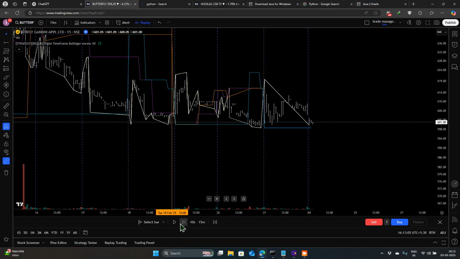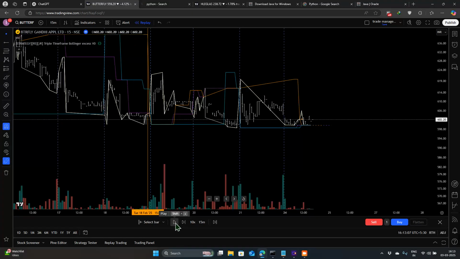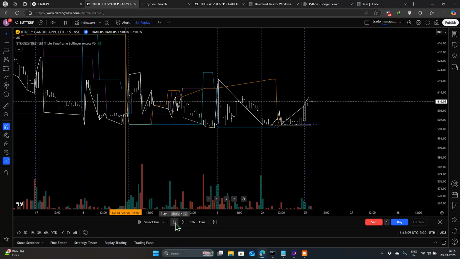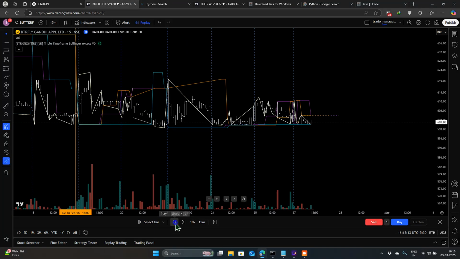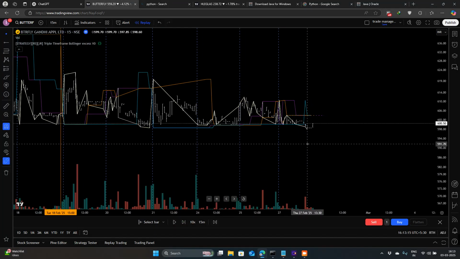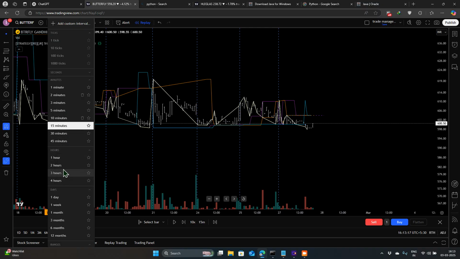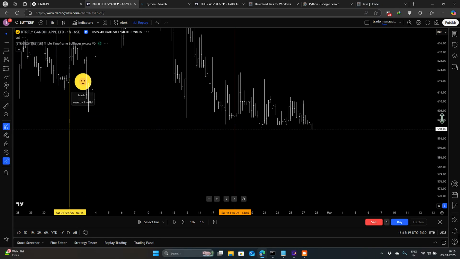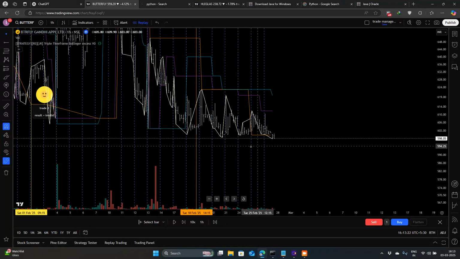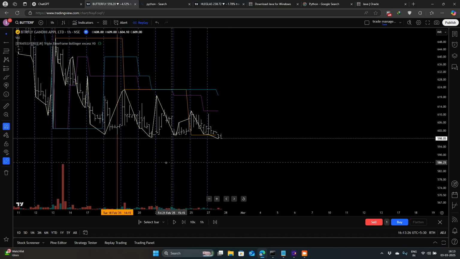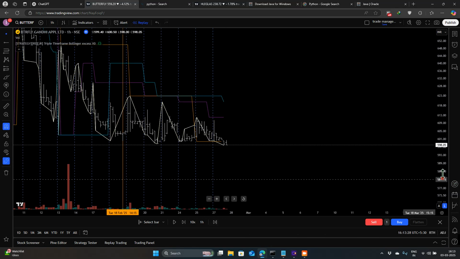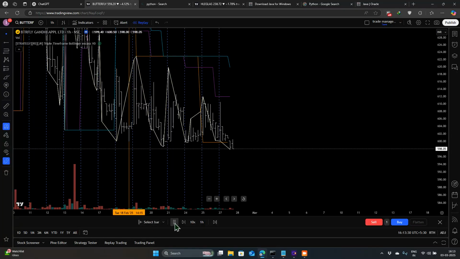15 minute, okay, invalidated, invalid, invalid, invalid, invalid, invalid. Again here we are valid. Let's see what's going on in the upper time frame. Okay, this is 1 2 3, 1 2 3, invalid. We want it to be a little lower.